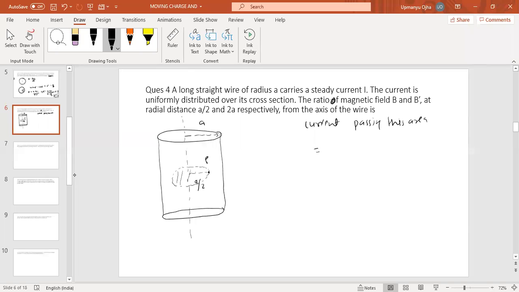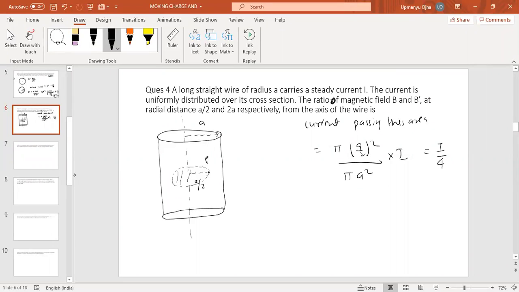That would be equal to pi (A by 2) whole square by pi A square into current I, because for the whole cross section of radius A the current is I. So for A by 2, what will be the current magnitude? That would be pi (A by 2) whole square divided by pi A square into I. So that will come as I by 4. So the current flowing through the radius of A by 2 is I by 4.